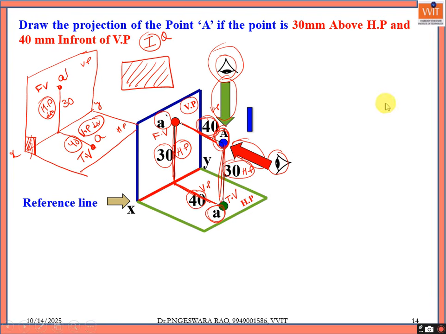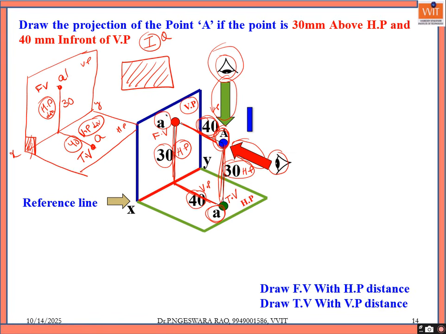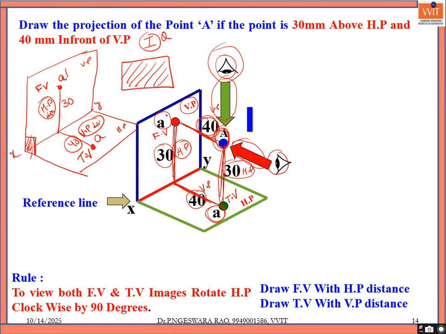So what is that rule? Always, irrespective of the quadrant, rotate the horizontal plane. Rotate the horizontal plane in clockwise direction when we are seeing in this direction. Now I want to make it a single plane. Why? Because I want to see both images at the same time.